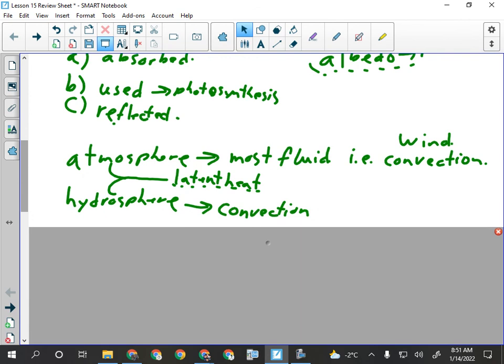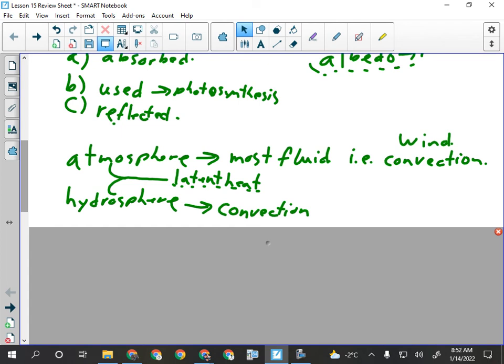Also talk about the atmosphere. There's going to be some stuff about the atmosphere and the hydrosphere in terms of energy transfers, how the water cycle works in terms of transferring latent heat. Remember, when water evaporates, it takes all that energy with it and brings it to another area. Things like that are going to be important.